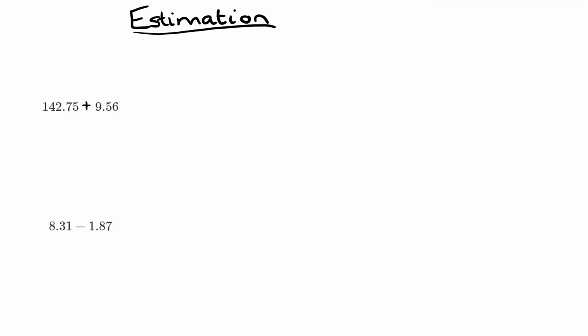The key to estimation is to round to one significant figure. If you round to more than that, the chances are, especially when it comes to exams, you'll be marked wrong. Even though your number might be closer to the actual answer, the skill they're looking for is round to one sig fig, short for significant figure.